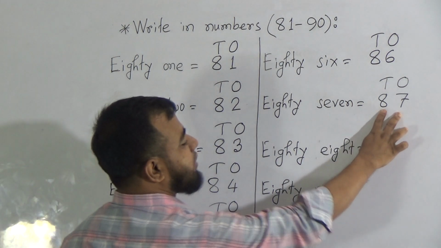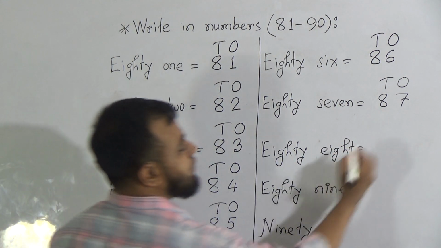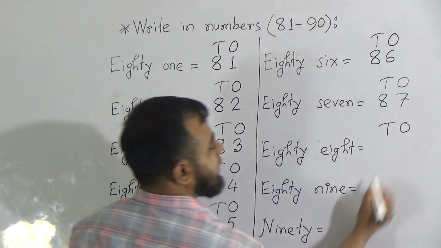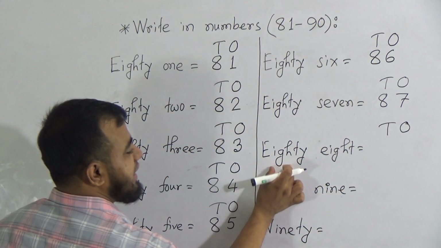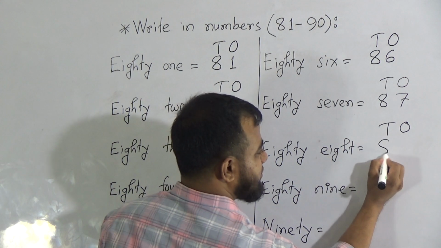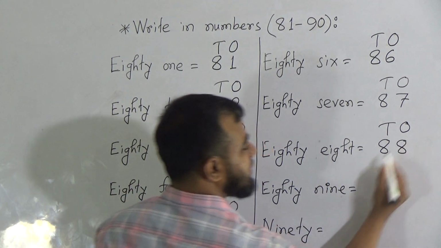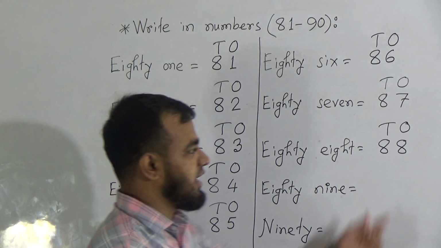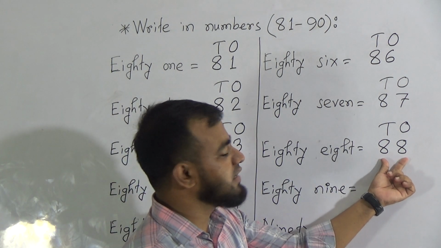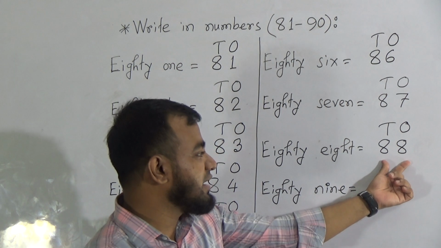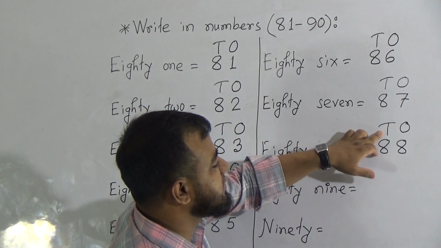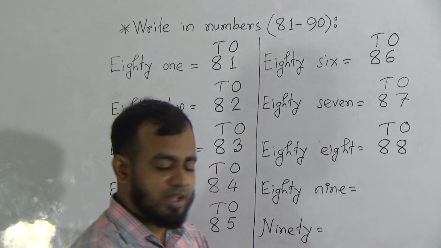After 87, the number that comes is 88. First of all, indicate the place value. Then to write down 80, we must write down 8 in the tens place. To write down 8, we must write down 8 in the ones place. 8 and 8 makes the number 88, and the basic is 8 tens and 8 ones makes the number 88.